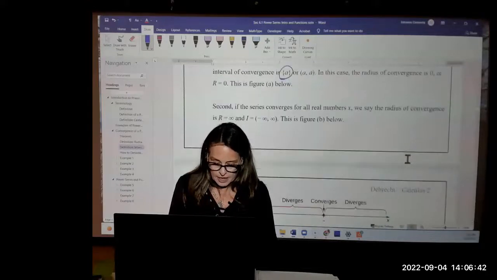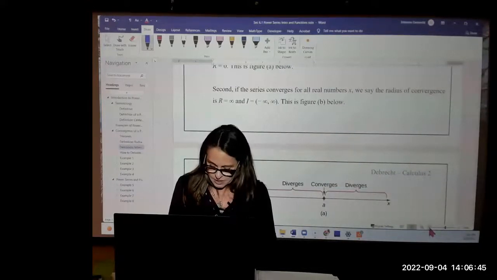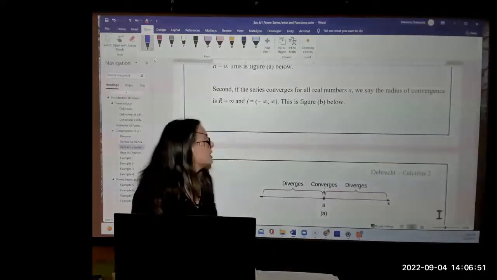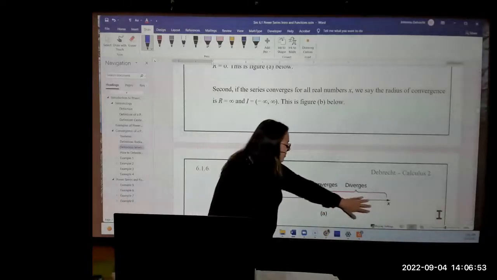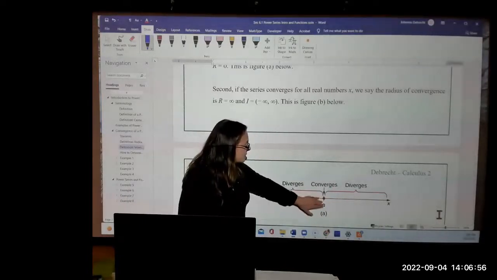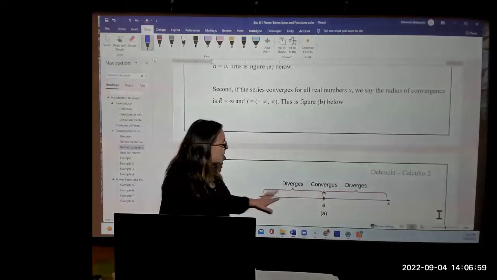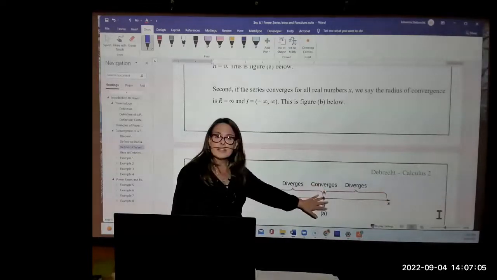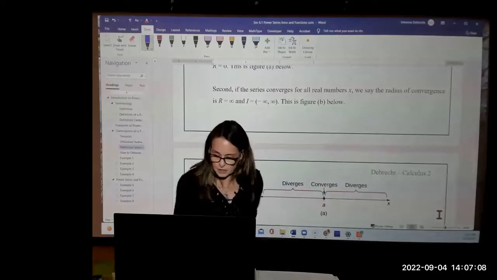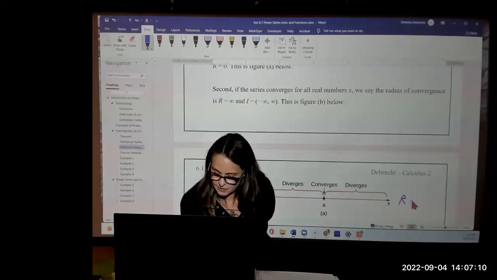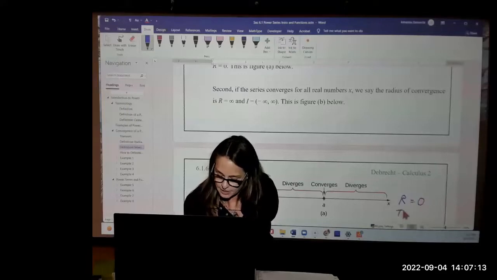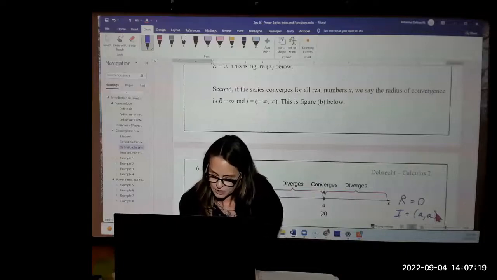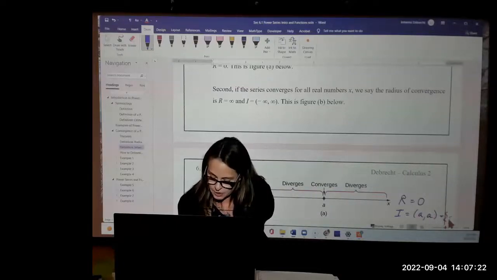All right, now let's look at the following figure. Let's see if we can get them on the same screen. So this is what we see in figure A down here at the bottom. Again, it's only converging at the center and it's diverging at all other real values on the number line. And when it converges only at the center, we would say that the radius of convergence is 0. And we would say that the interval of convergence goes from a to a, or you can use set notation and put it in curly brackets.